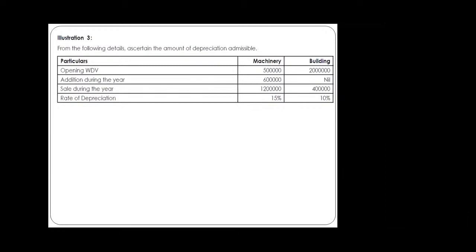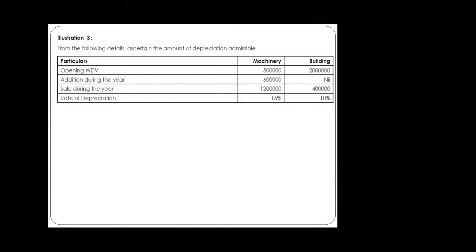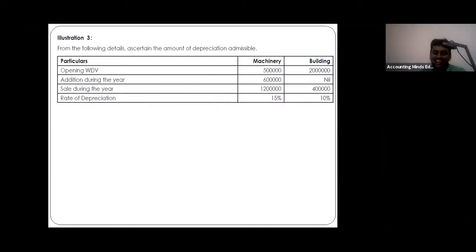Sir, opening WDV 5 lakh plus 6 lakh minus 12 lakh minus value will be there. No, sir. That's the flaw in income tax, right? In accounting, we know how to deal with it. But how do we deal with that in taxation? That's what these problems are handpicked for. With this problem you will learn a concept. Okay, give me a minute.